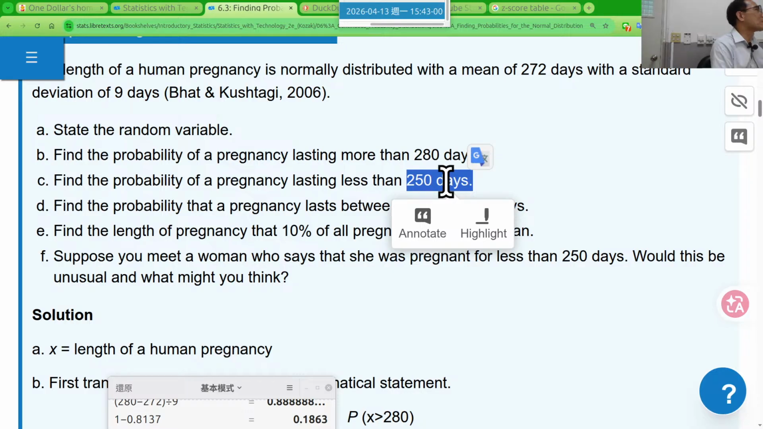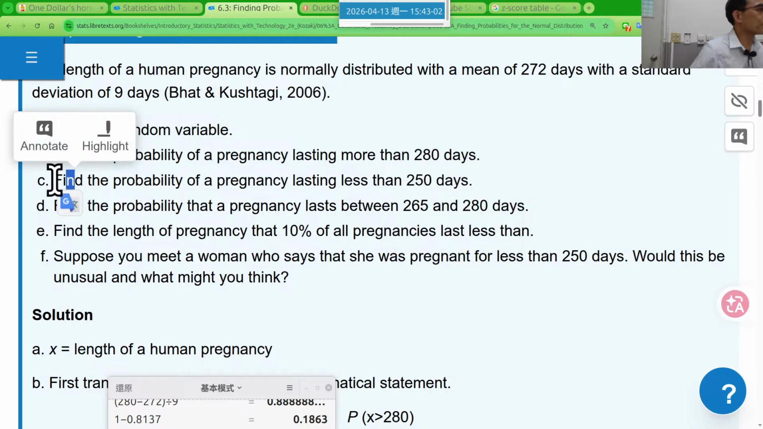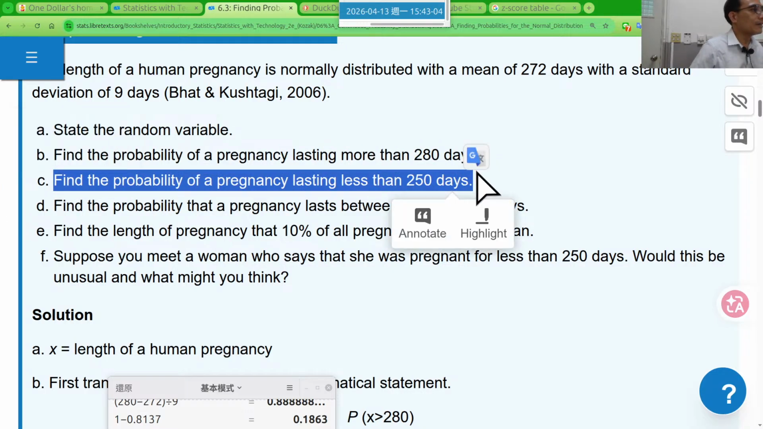Okay, 2 minutes to calculate part C. First of all, calculate the z-score and check the table. Two minutes. During the process, you can write down your notes.